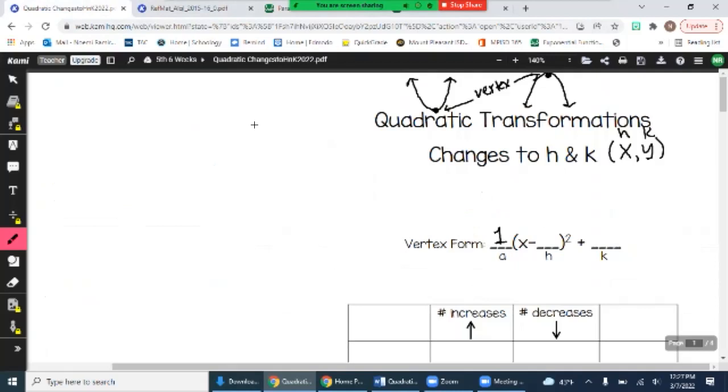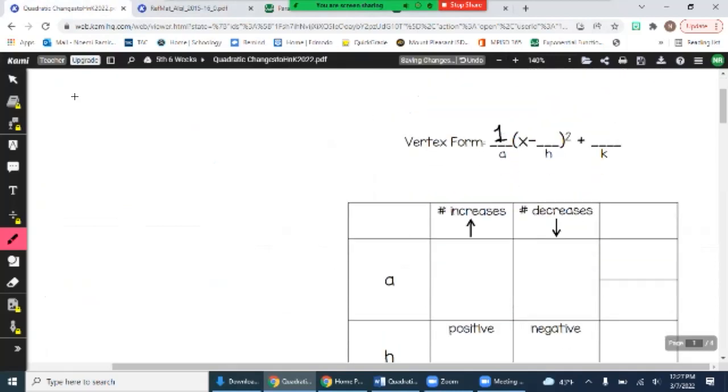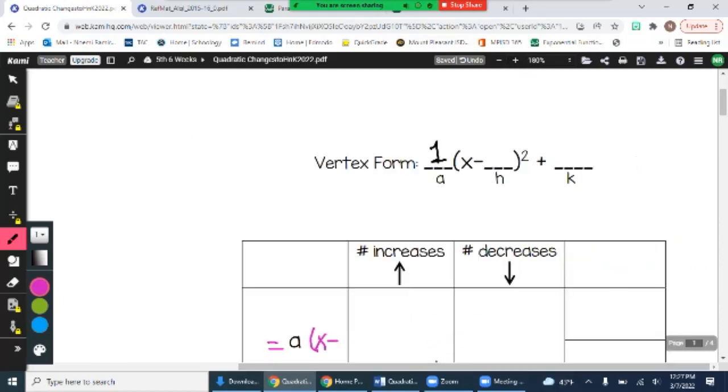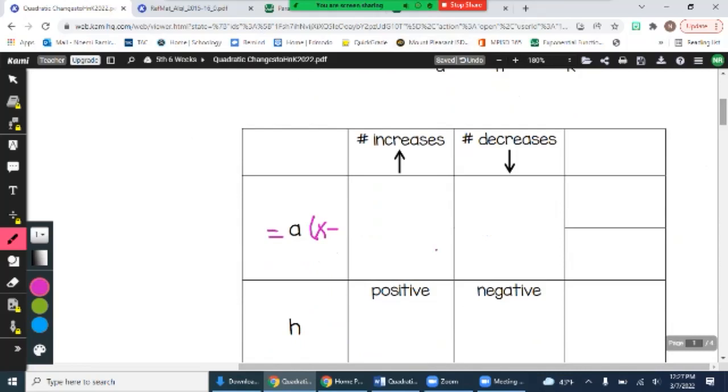We're going to go ahead and fill this part in right here. And just so we always have a general idea of where to find A, I'm going to put an equal sign here and my X minus. We're always going to find A in between the parentheses and the equal sign. Now, if we're increasing that number, that means we are increasing it from 1. What happens if this number is greater than 1? What does it do to the parabola?